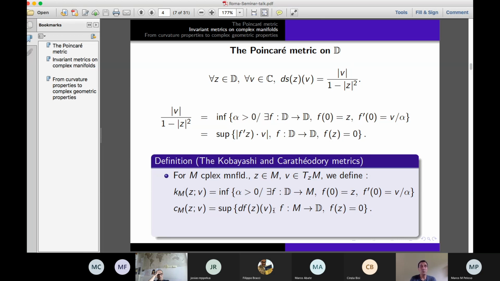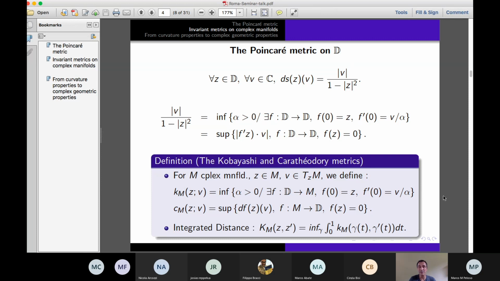And this defines two pseudometrics, because what you know is that they are well defined, but what is not clear is whether they are 0 or not. They may be identically 0. Then you have a way to compute the length of a vector, which means that you can compute a distance between points just by integrating these pseudometrics. I just wrote the integrated distance for the Kobayashi metric, and it's given as the infimum over all the curves joining.